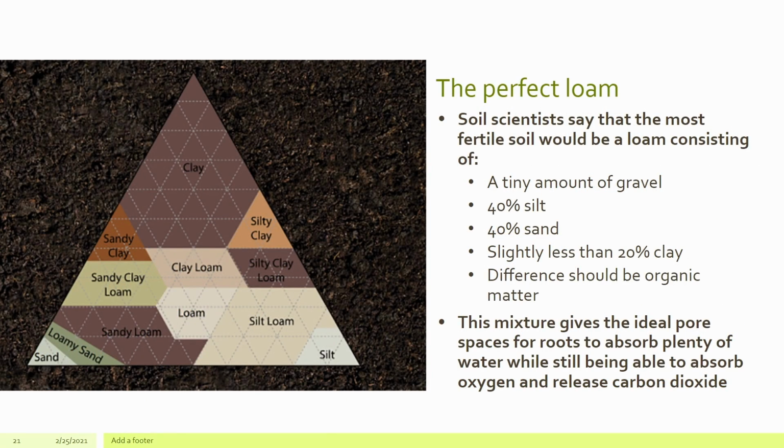So the perfect loam that scientists say would give you the most fertile soil would consist of a tiny amount of gravel, 40% silt, 40% sand, slightly less than 20% clay, and the difference should be organic matter. That's the ideal pore space ratio for oxygen and water absorption by roots. They'd be able to absorb plenty of water while still being able to absorb oxygen and release carbon dioxide with this type of loam.